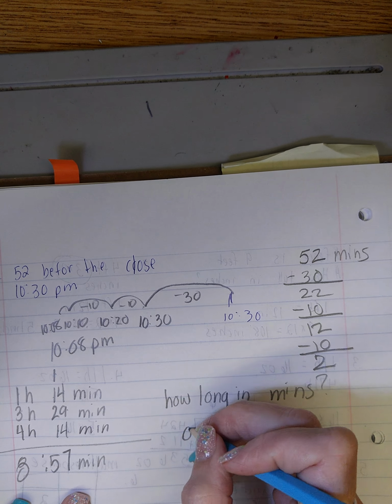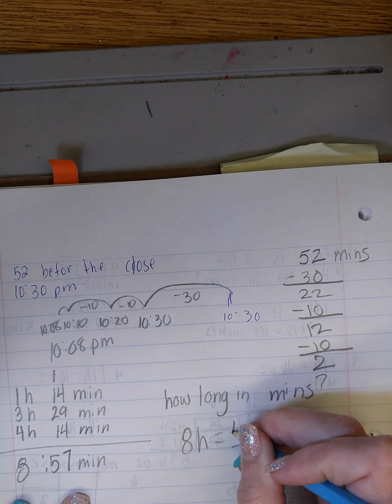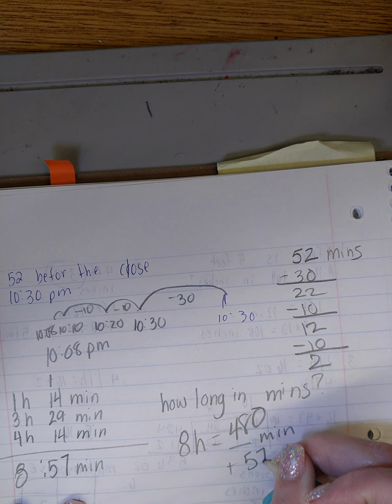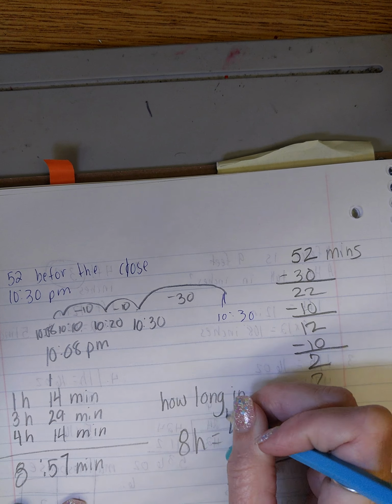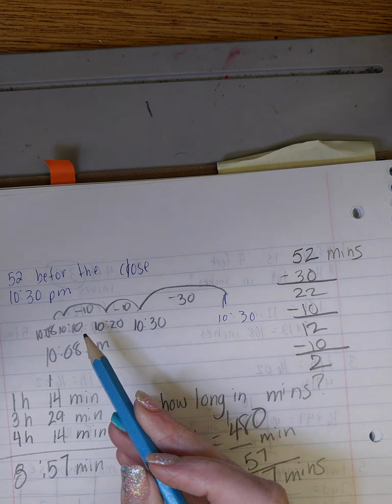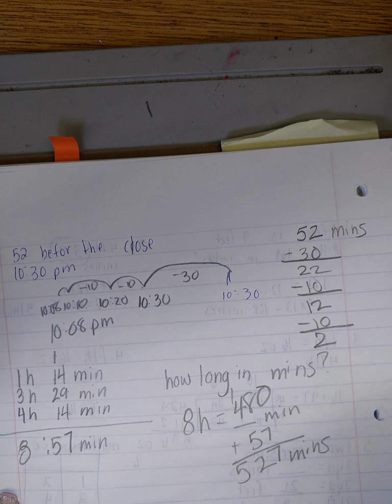And now I have to convert it. 8 hours is equal to blank minutes. 8 times 6 is 48. Add a 0, 480 minutes, plus 57 minutes is 527 minutes. So for number 10, you have to add all the like units, and then convert them once you're done.